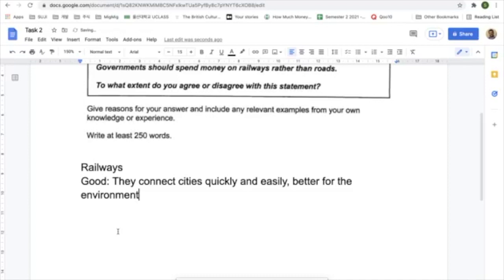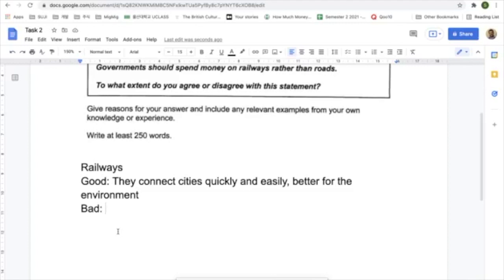And feel free to disagree with me, guys. You might say, oh, no, they're not. Railways are bad for the environment. But I'm going to say in my essay that they're good for the environment, okay? And remember, when it comes to this sort of thing, it doesn't necessarily matter what you say. It's more about how you say it. But, you know, coming up with good ideas is important.